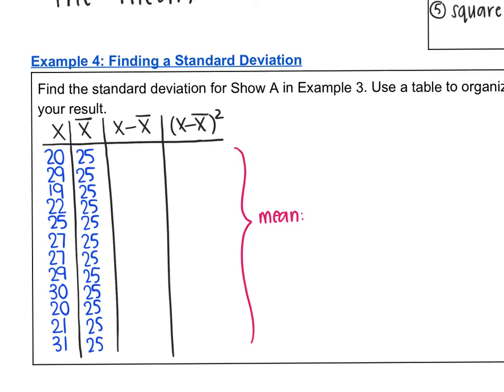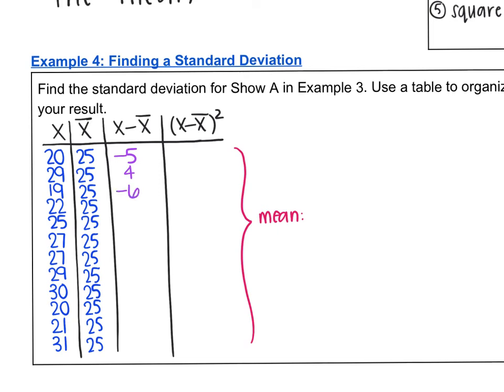So my next column will be subtracting these two. It can be negative. 20 minus 25 is negative 5. That's what I'm going to put in my next column. Do you see how I got that? 20 minus 25. And then I'll go to the next row. 29 minus 25. That's 4. I'll go to the next row. You see the pattern? 19 minus 25.